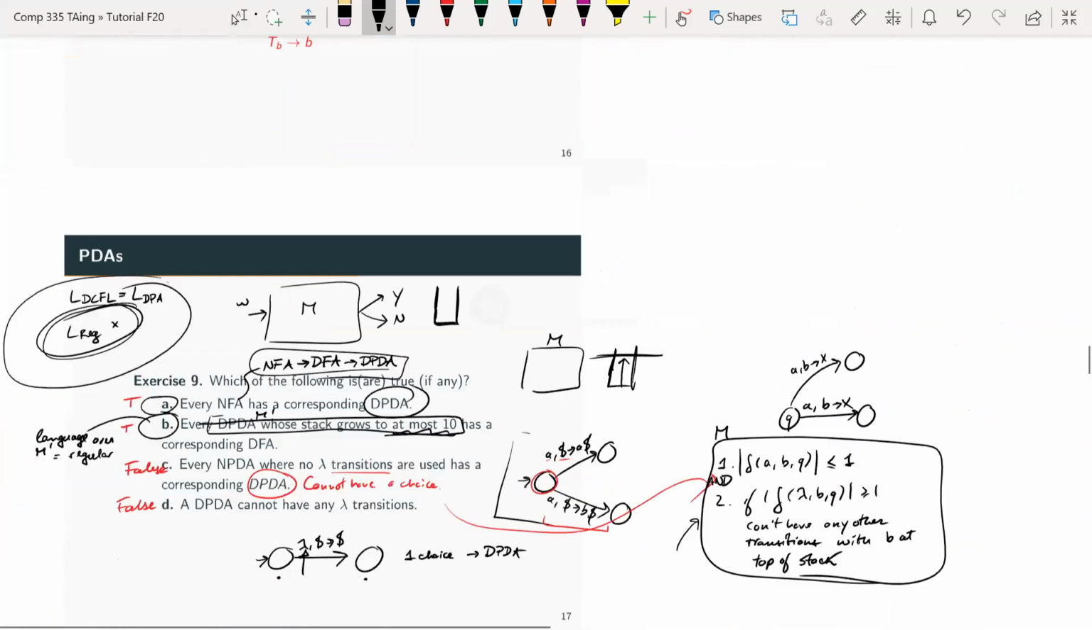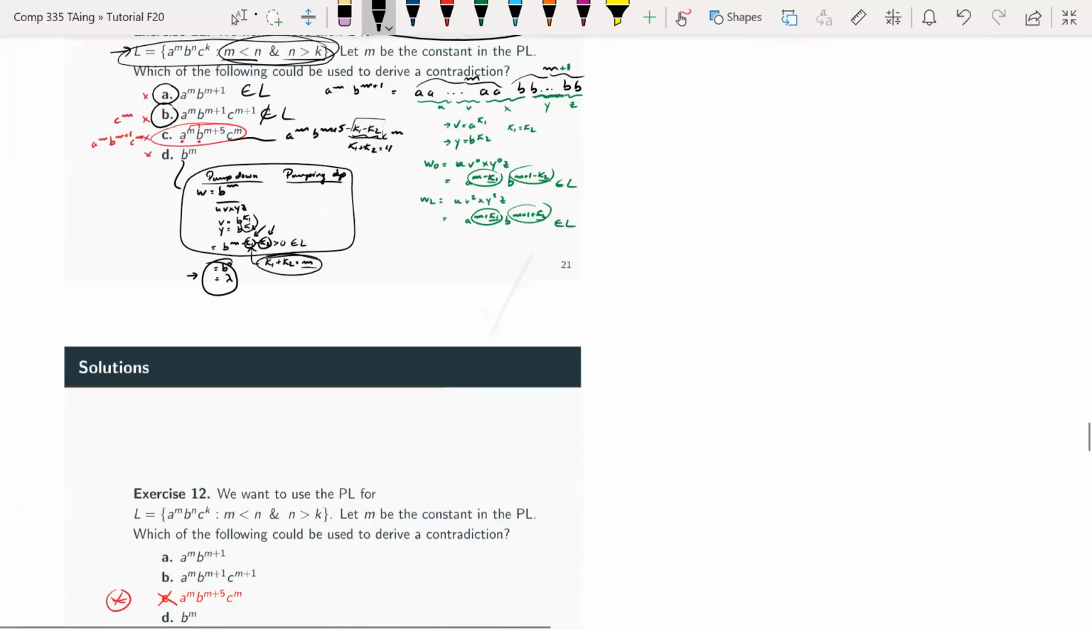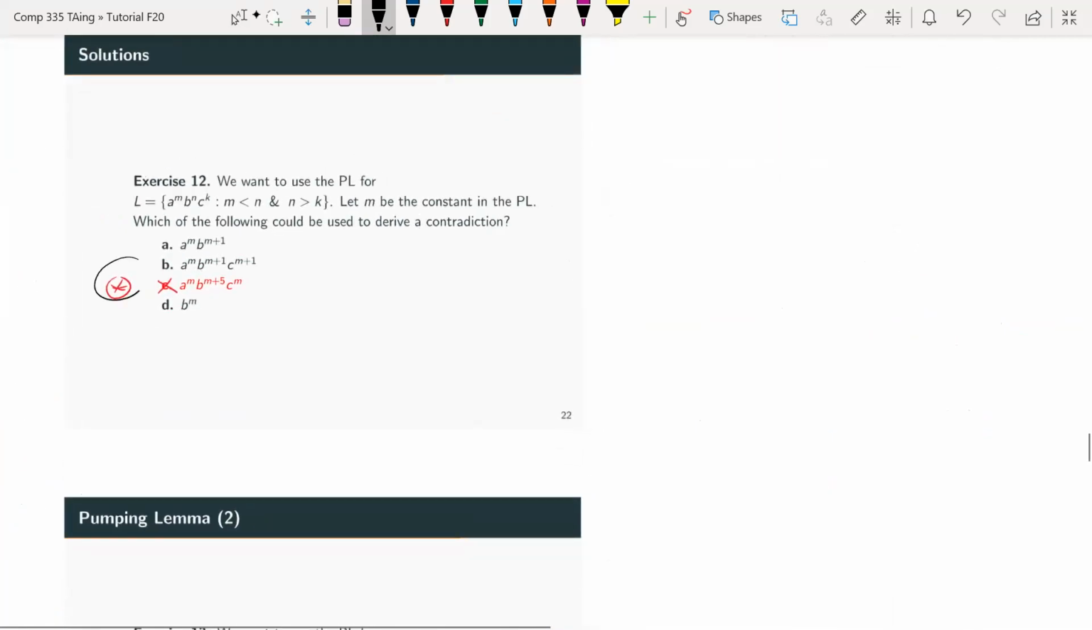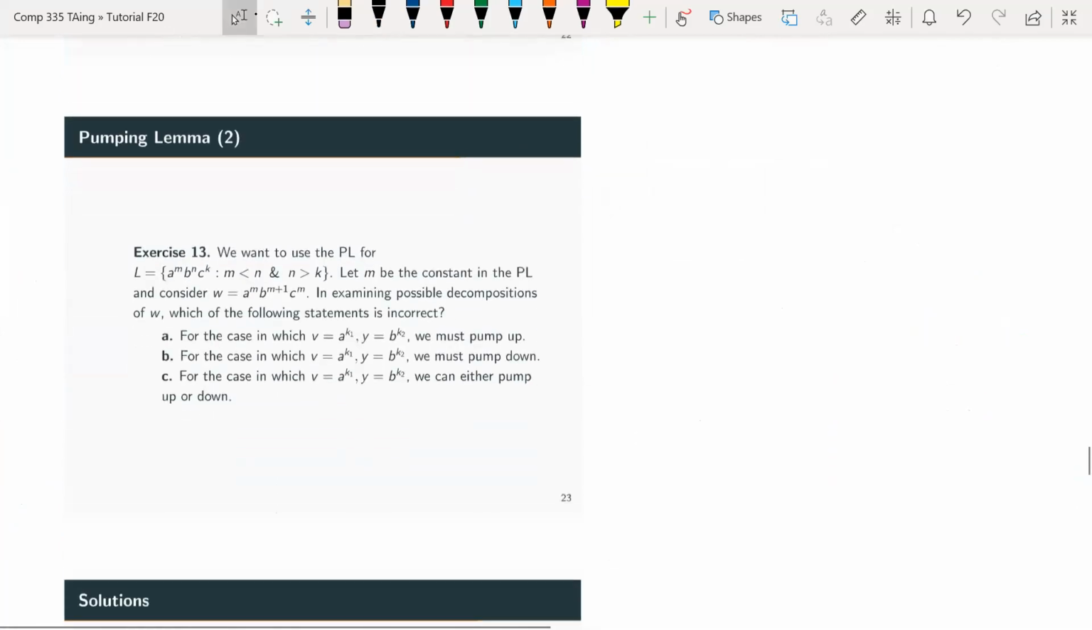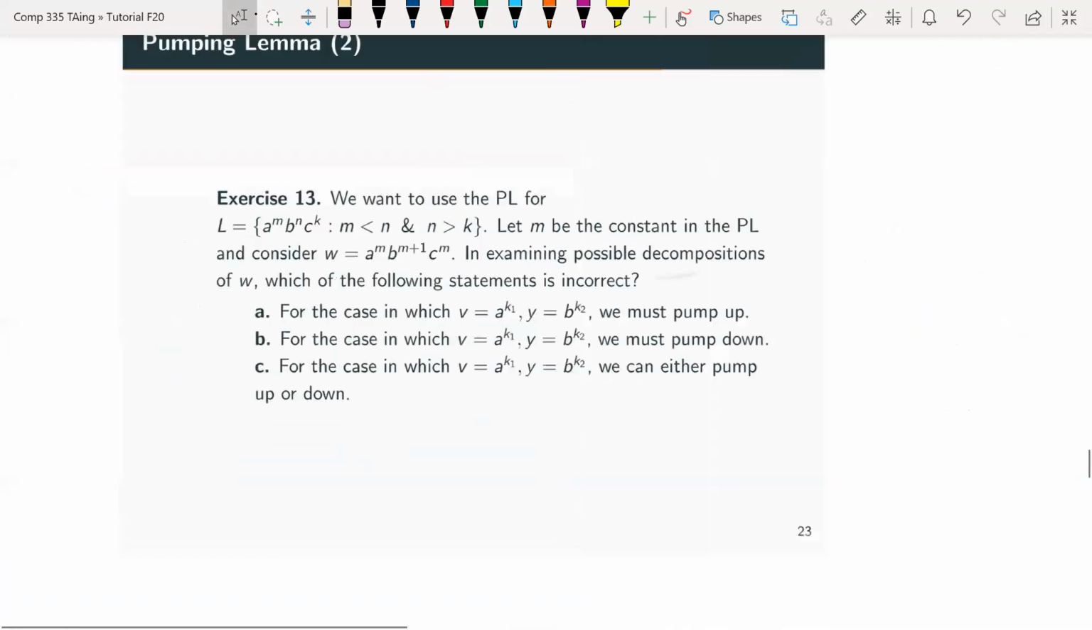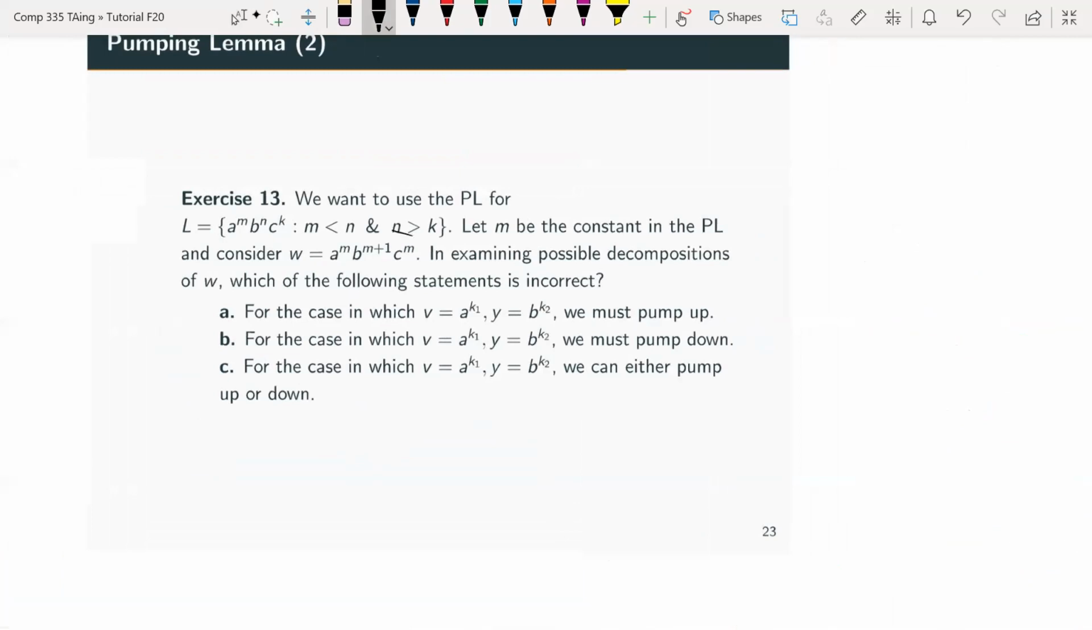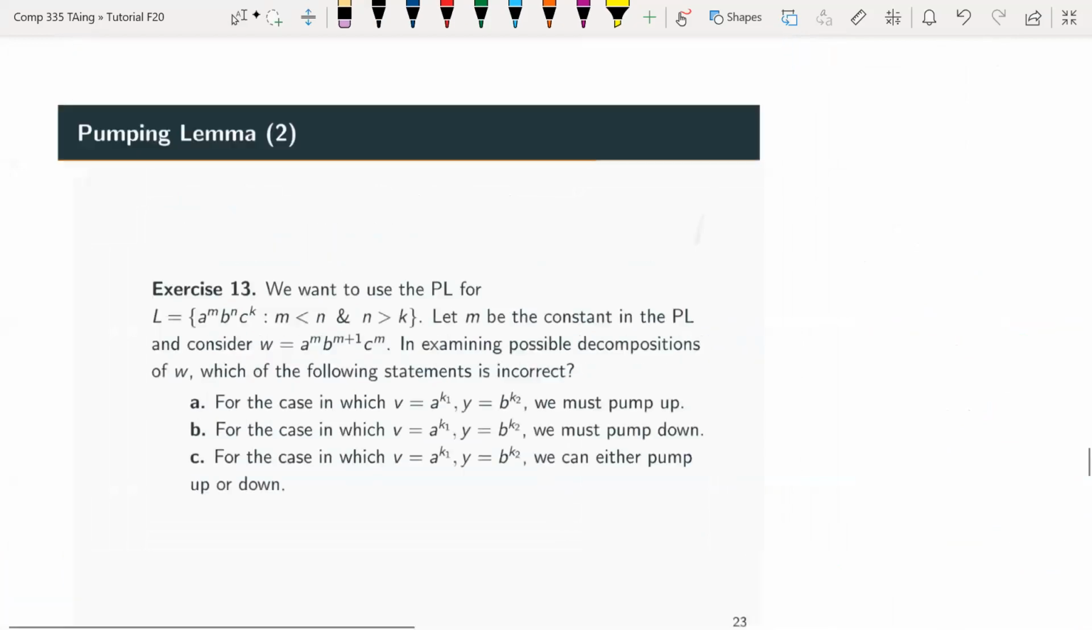Okay, all right, so I'm going to have to change this. All right, so there's another pumping lemma question. And now, yeah, it's with the correct setting. Okay, so I'll give you a second to try this. This one's actually a bit easier, I find. I think this one's easier than the last one.